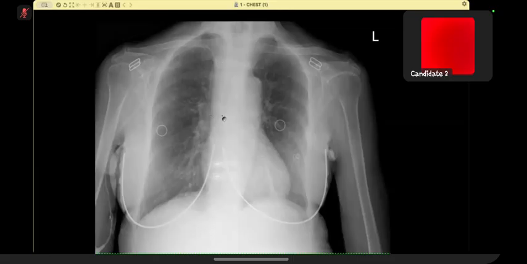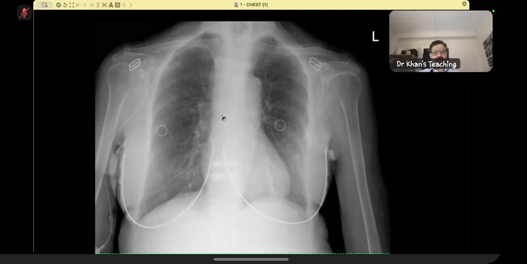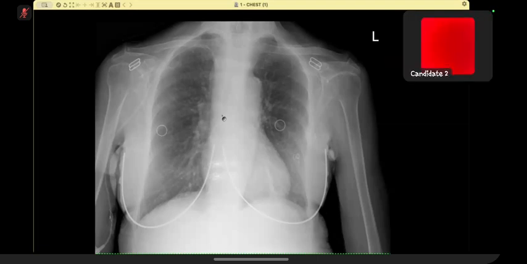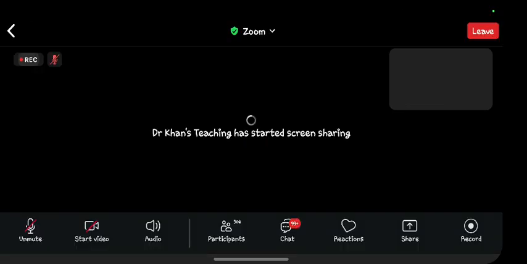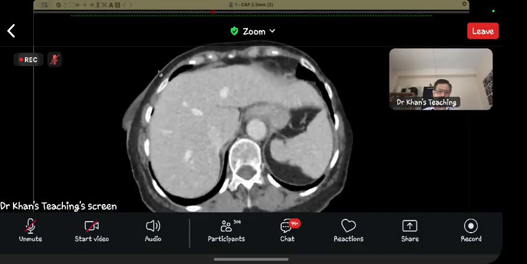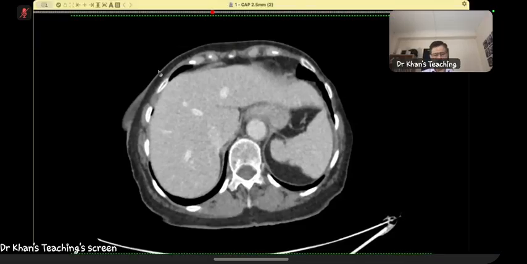Right. What will you do next? I would like to do a CT of the chest and abdomen to further characterize the abnormality. So forget about the abdomen. Just go through the chest, please. Over to you.